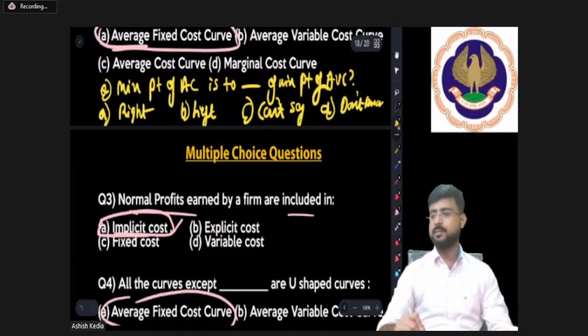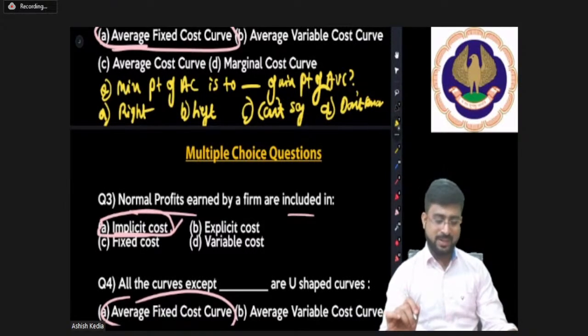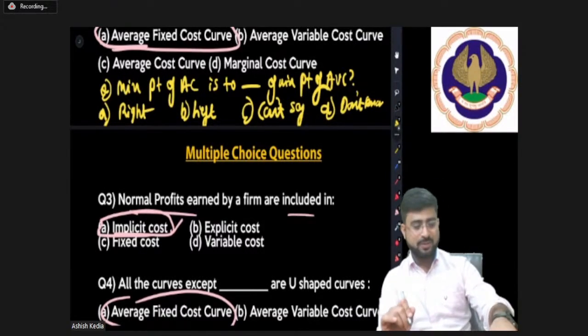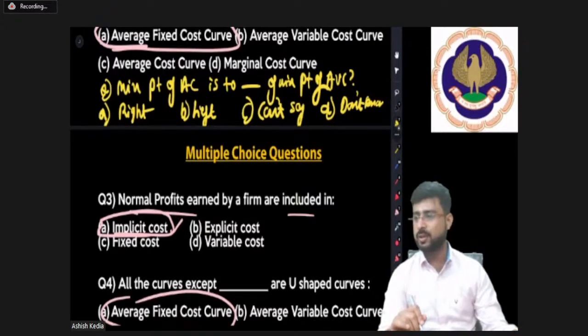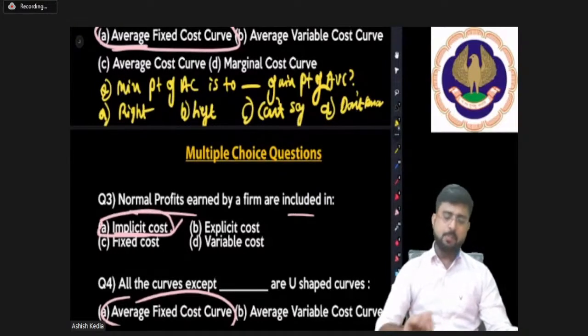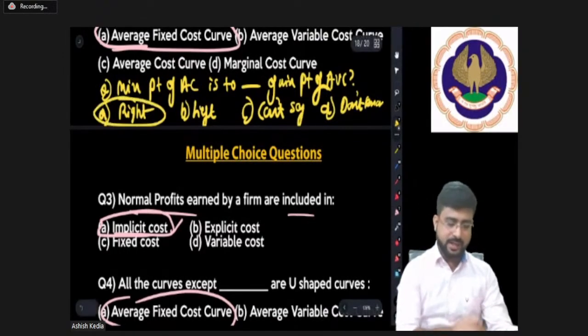Come on everyone. Yes, now you people are not tricked. You have answered it correctly. Sir, you cannot trick us twice. Very good everyone. The minimum point of AC is indeed to the right of minimum point of AVC. So you all are not at all wrong. Absolutely correct. It's to the right.